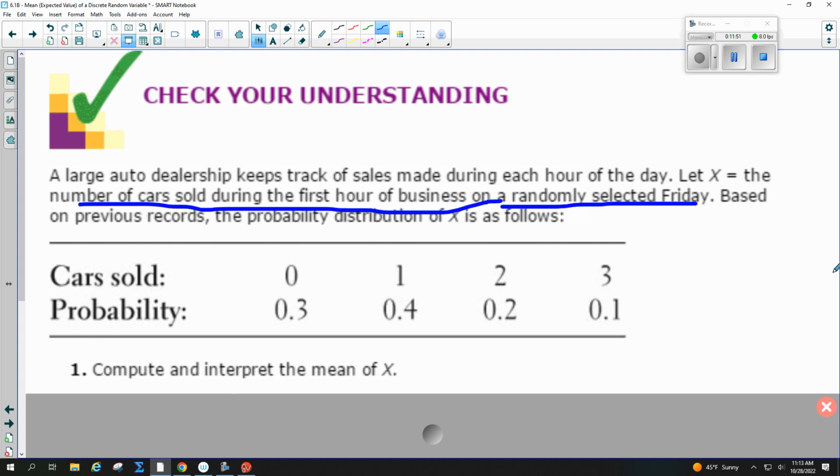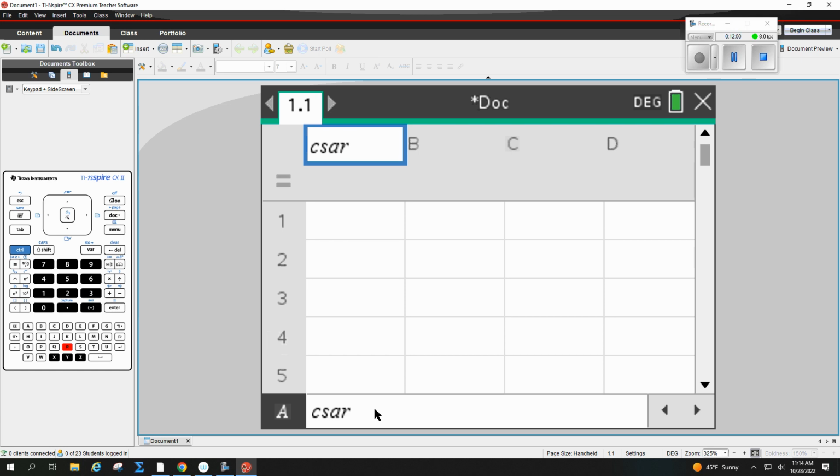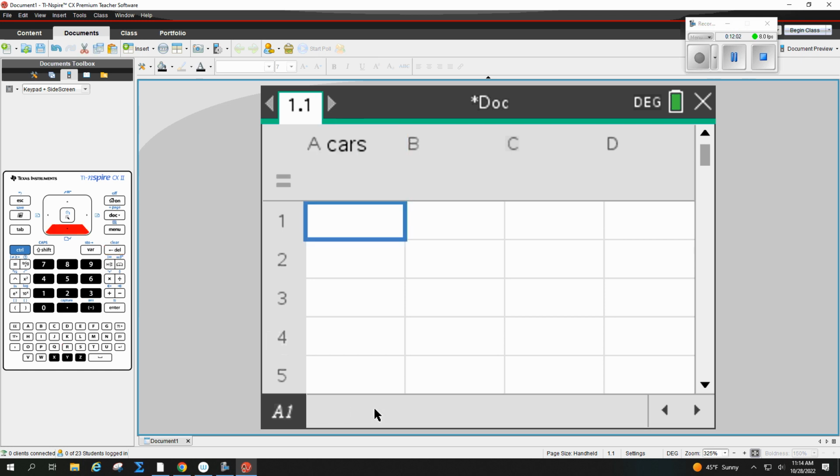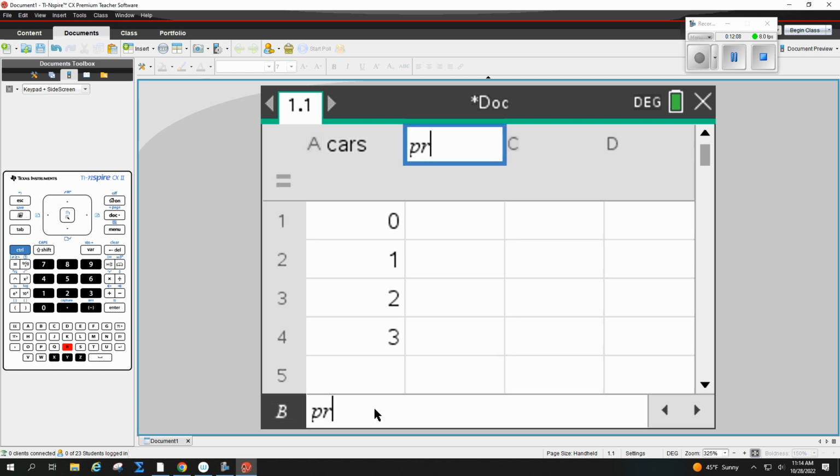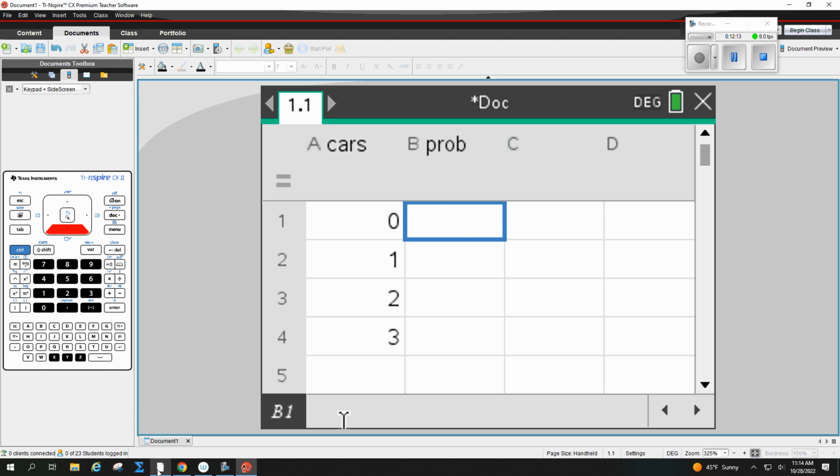So we're plugging in the number of cars sold, 0, 1, 2, 3. So you're going to title your first column here, cars. Okay, and the second one is probability. So I'm plugging in what the table says, 0.3, 0.4, 0.2, 0.1.